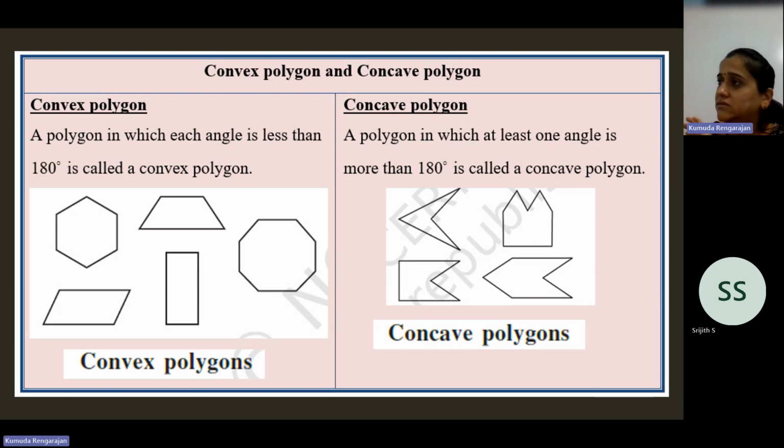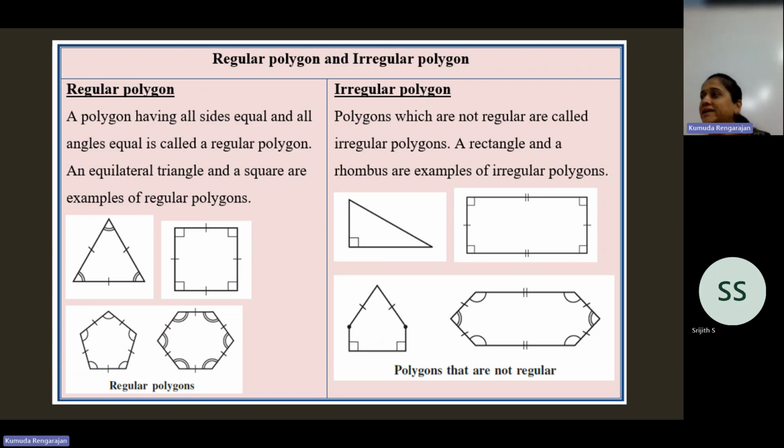Irregular polygon: if it is not regular, it's irregular. That's all. For regular, we have the definition. What is irregular? If all sides are equal and all angles are equal, it's regular. If a polygon is not regular, it is irregular. That's all. So a rectangle is irregular because all the sides are not equal. Go through the slide and understand for yourself.